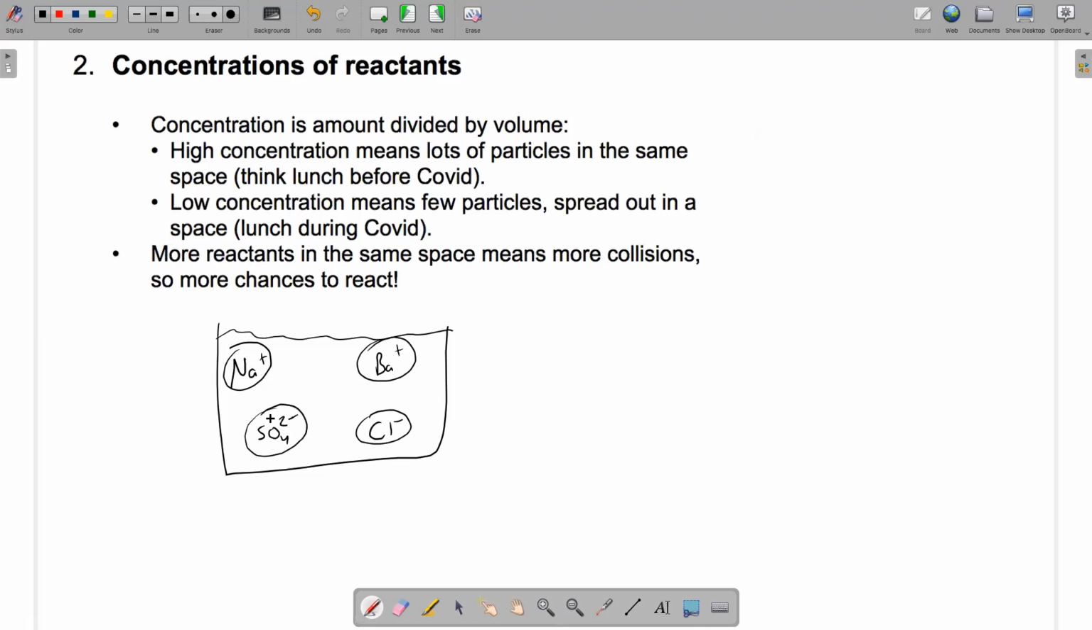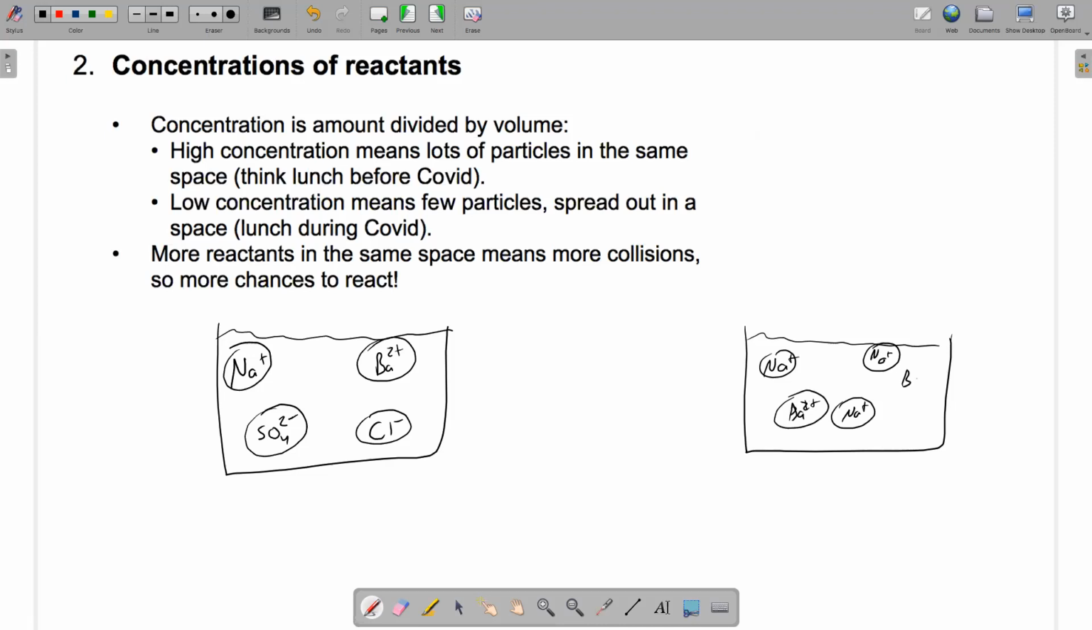Sulfate is 2 minus. Barium's 2 plus. So in this chemical reaction, maybe we took sodium chloride and barium sulfate, we put them together, and the reaction that's going to occur is going to be between barium and sulfates. If the concentration is low, which means not many ions per volume, the reaction rate is going to be slower. But instead, what if we have the same container with the same amount of water, but way more reactants? Let's say we have 3 times as much reactant for each chemical.